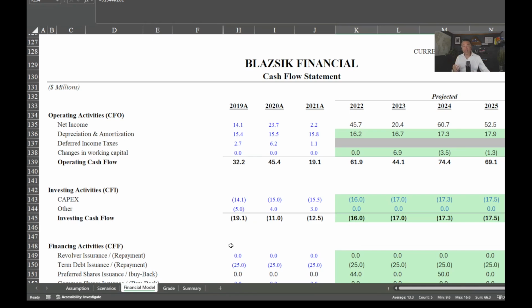We have three different activities. We got operating, we got investing, and we got financing. The operations is how the company is run. So look what we have here. We have net income, which isn't correct yet.